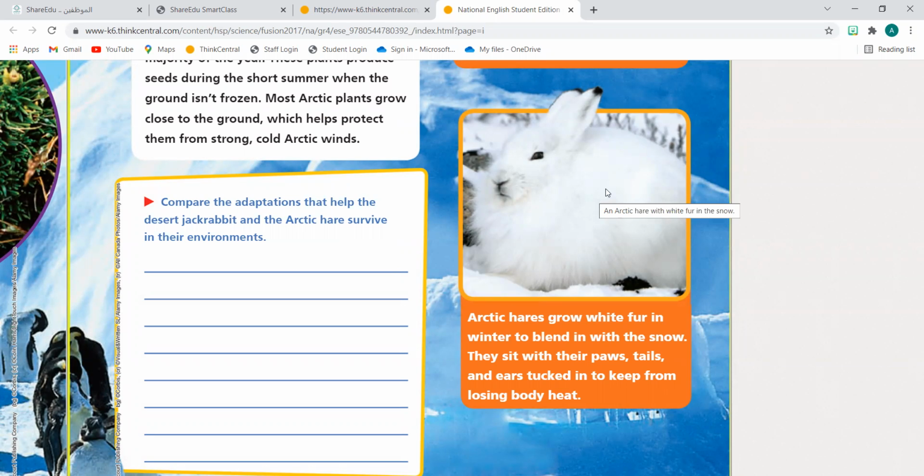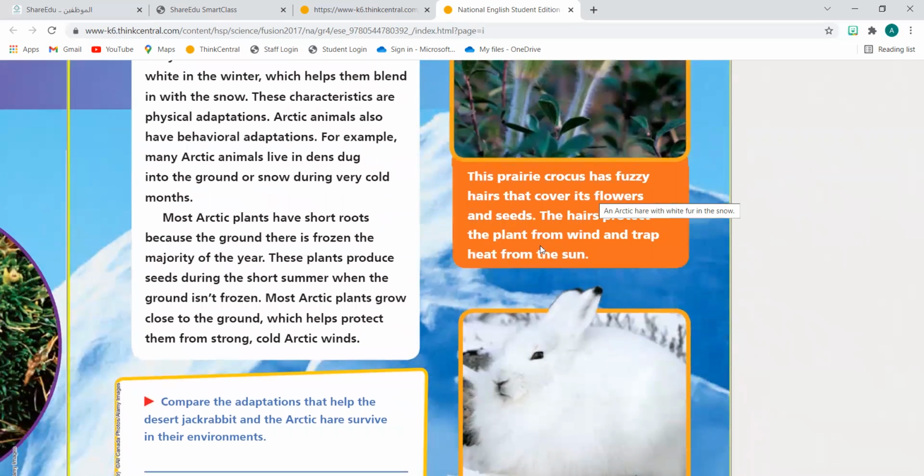They sit with their paws, tails, and ears tucked in to keep from losing body heat. They are always tucked in. Can you see? You cannot see the neck of this rabbit. And where are the legs and hands? You cannot see them. Why? Because they are tucked in, so they cannot lose body heat.